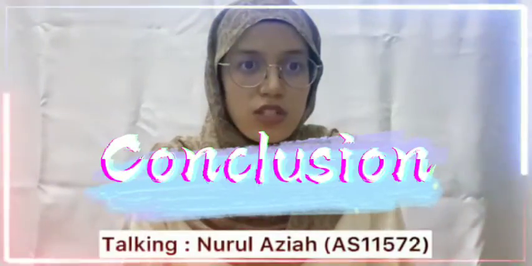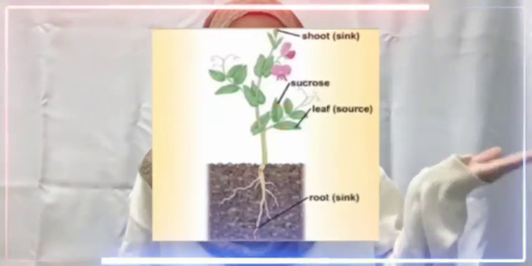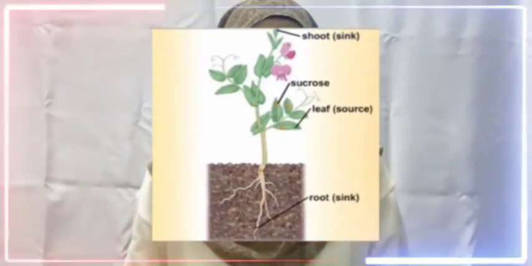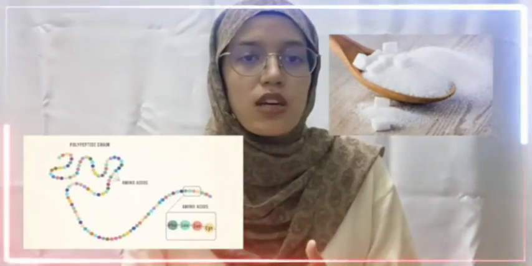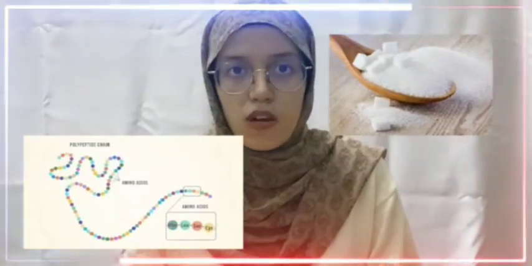So, for conclusion, the phloem plays a major role in the translocation of nutrients, water, energy, and signal molecules from the source, which is the leaf, to the sink, which is the shoots and roots in the plants. The phloem sap contains high quantities of sugars, amino acids, vitamins, and organic and inorganic acids. Sugars and amino acids are the major components of the phloem sap.